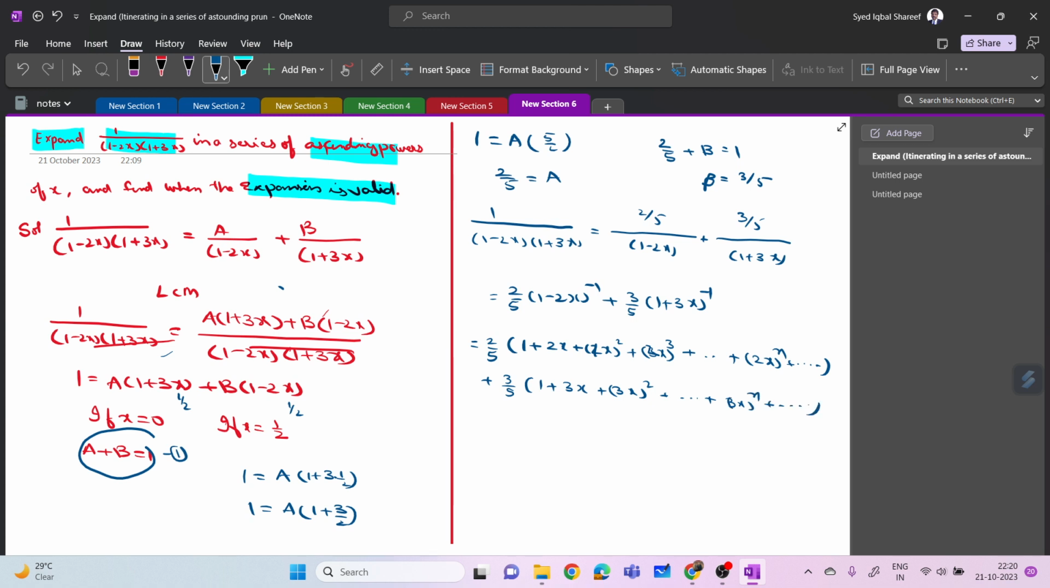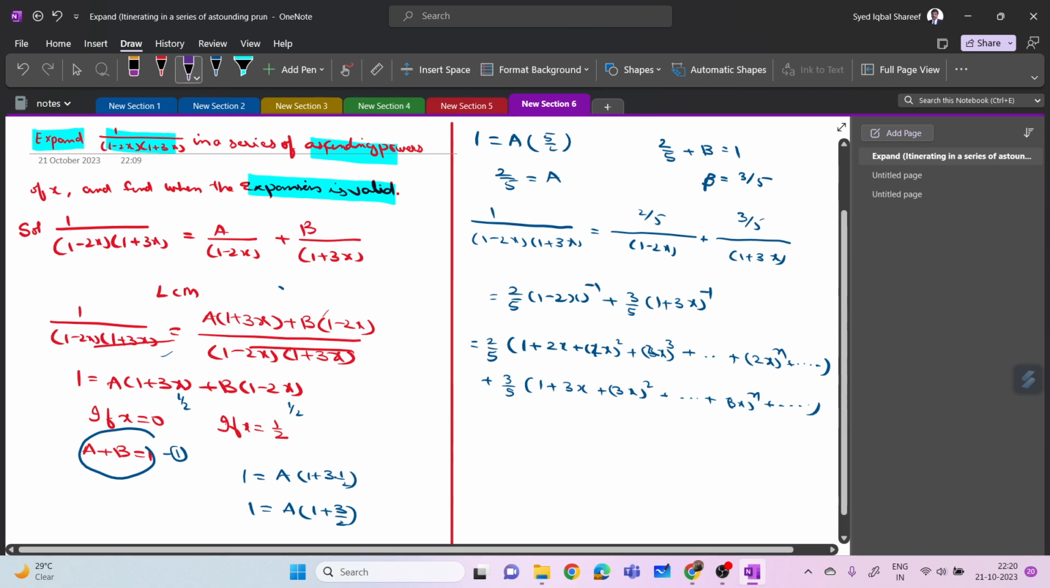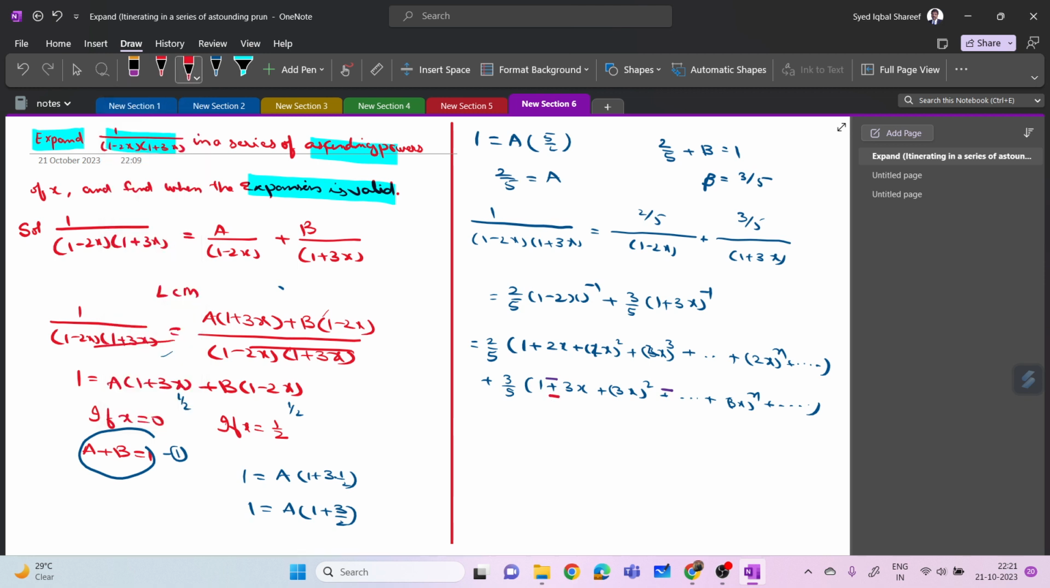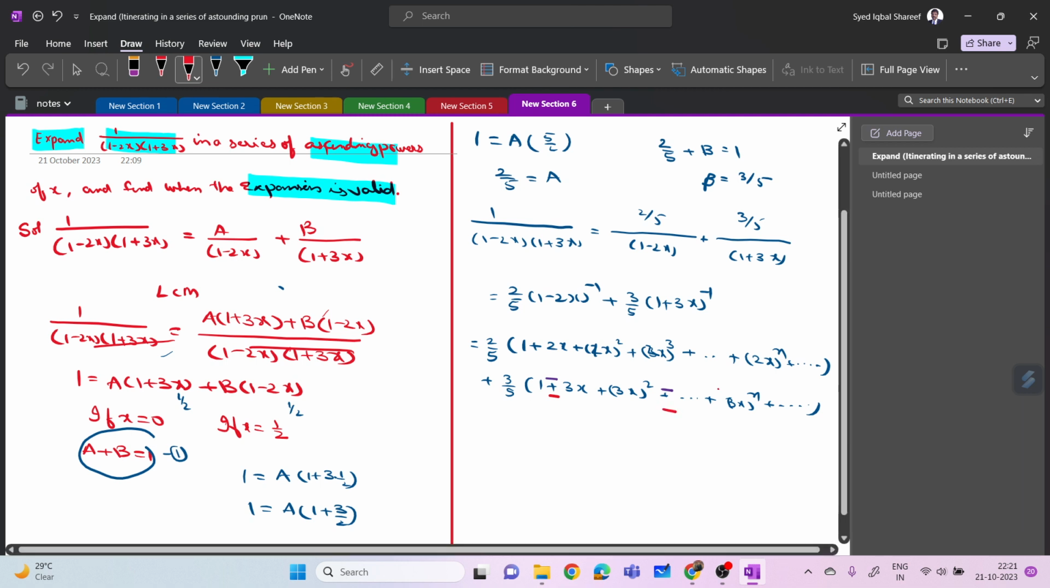You see, with 1 minus, all the signs will be plus. If plus is there, the signs alternate: 1 minus 3x, plus, minus, plus. It should not be plus all through, it should alternate. This is minus 1 to the power of n, because if minus is there, all will be plus, and if plus is there, alternate plus and minus will come.